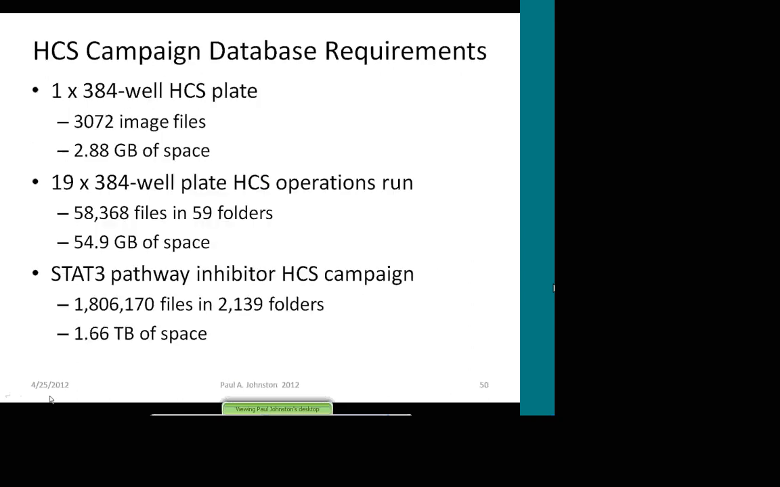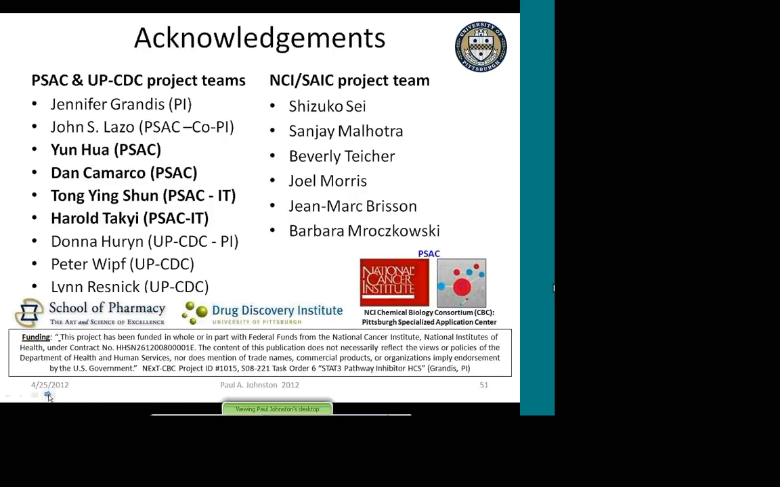You have a secure network architecture because you obviously have to have enough space to store all the data. Just to illustrate that, 1 384 well plate, the way we screen it, has 2.88 gigabytes of space. A single run of 19 plates has 54.9 gigabytes of space. When all is said and done, when we finish the screen, we have 1.66 terabytes of space used on our server to accommodate the images and the metadata.